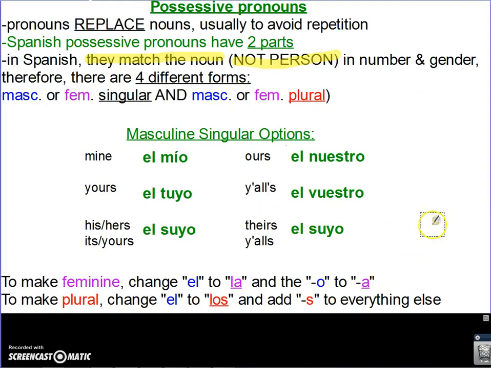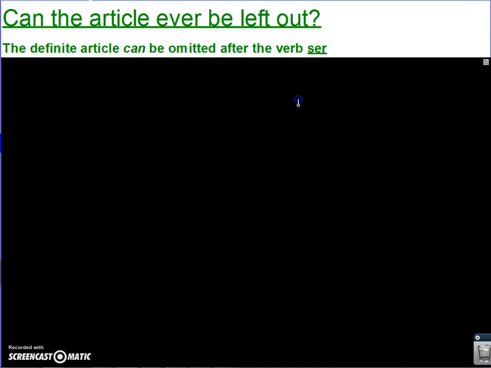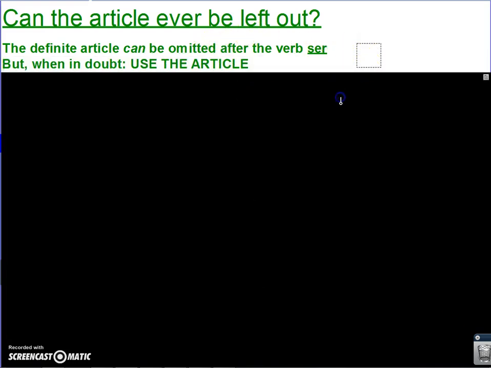And I've got one more thing to say about possessive pronouns before we're done. I have students ask me, can the article ever be left out? We just saw on the previous screen that you need el, la, los, or las in front of your possessive pronouns. And I said that was important. Here's the deal. The definite article can be omitted or left out if you use it after ser. But if you're ever in doubt, use the article.